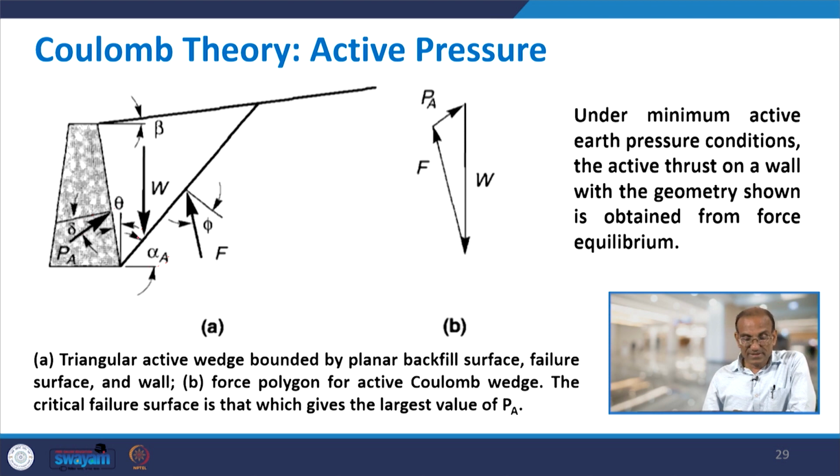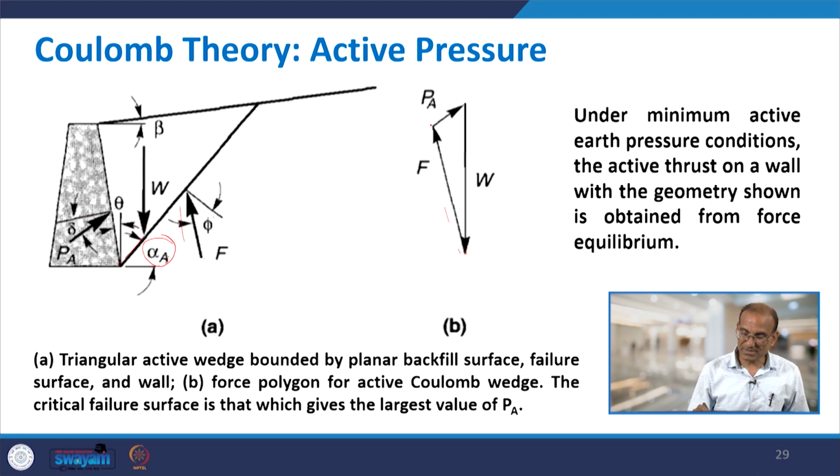Now, this is the total force F acting on the wedge, which makes an angle phi with respect to the normal to this surface, and alpha is the angle the failure surface makes with the horizontal. We do not know the value of alpha A, which can be determined. Other things, theta, delta, phi, beta, are all known. Beta is the angle the surcharge is inclined with respect to horizontal. So everything is known in this case except alpha A and Pa. Pa is the active earth pressure, W acts in the downward direction, and F acts along this direction.